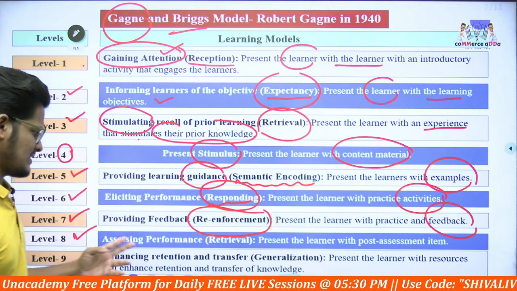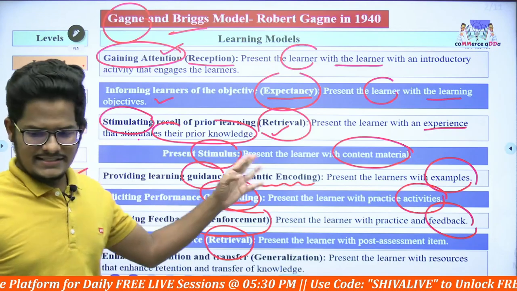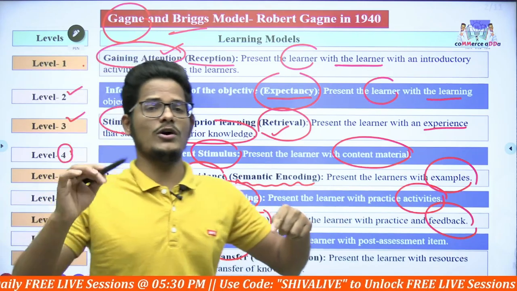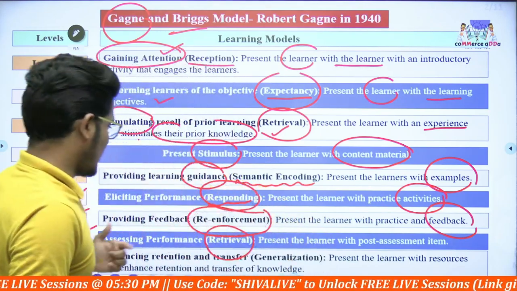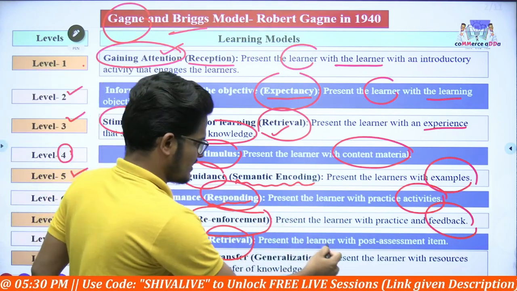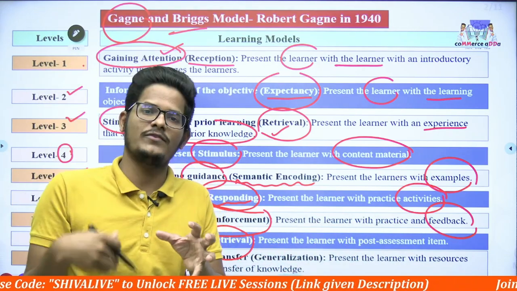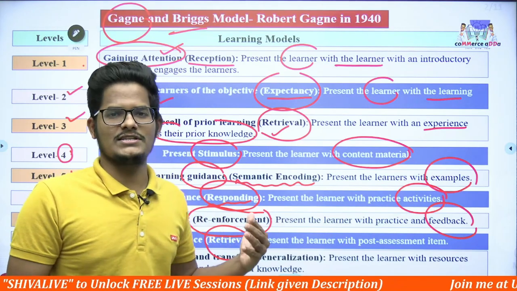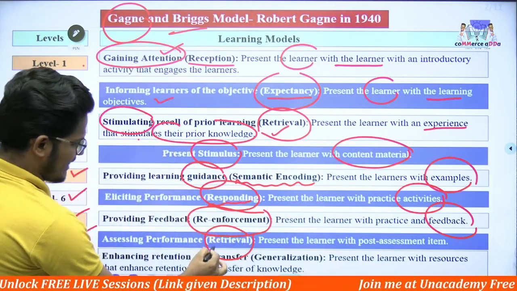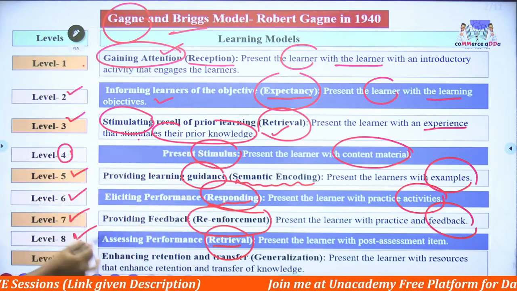Next, level number 8, assessing the performance, which is a retrieval. So here there is a retrieval, and here there is a retrieval, but the two retrievals are different. Why different? This one is about before starting your topic, what was the prior knowledge of the learner regarding that particular topic. Here, after learning the topic, you present the learner with a post-assessment item, that is, after learning the concept with you, after your teaching, what is the learner's position, whether he is able to retrieve what you taught him. So that retrieval is different. This one is after your teaching, and that one is before your teaching. Both are different but both are retrievals.